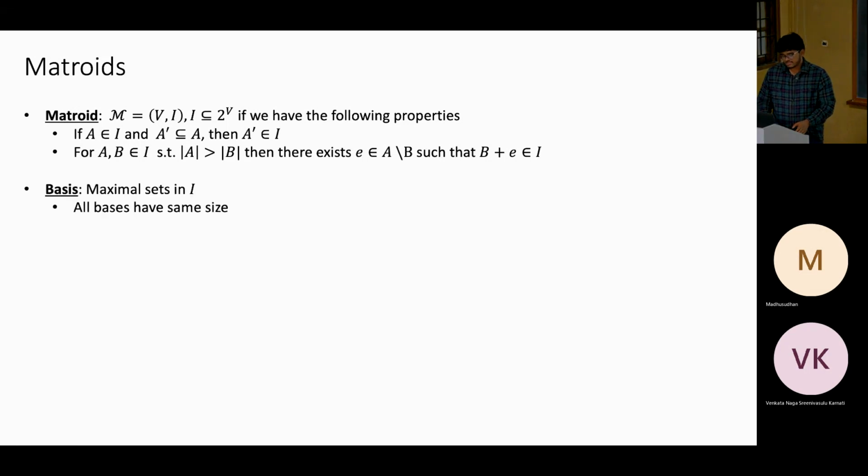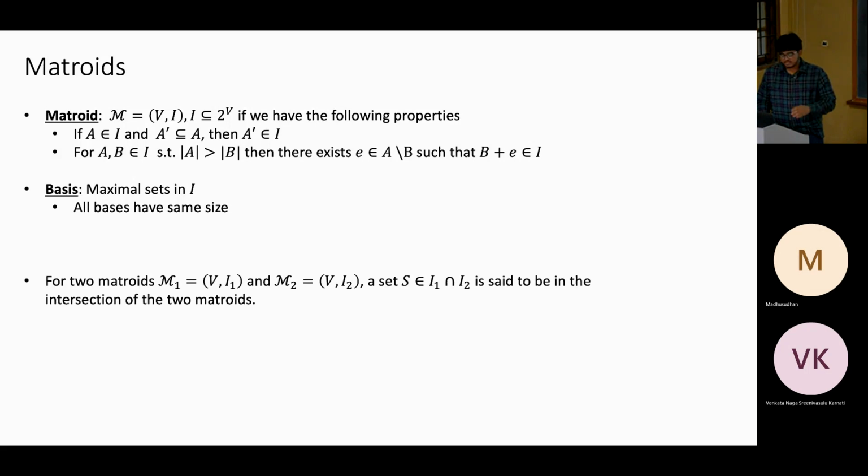A basis is an inclusion-wise maximal independent set, and just from these two properties, you can say that all bases have the same size. Think of spanning trees: the edges are the elements and the bases are the spanning trees, and they always have the same size.